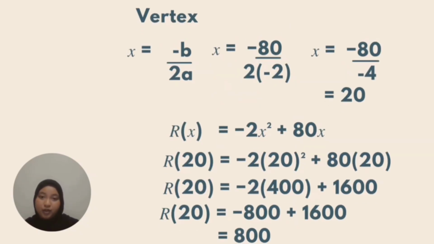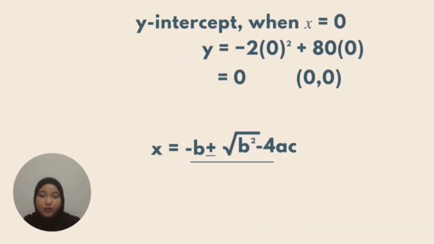Okay, for the solution, we need to search for the vertex. The formula for the vertex is x equals negative b over 2a, and we substitute the revenue function, and we have 20. So we substitute the 20 into the revenue function, and we have 800.